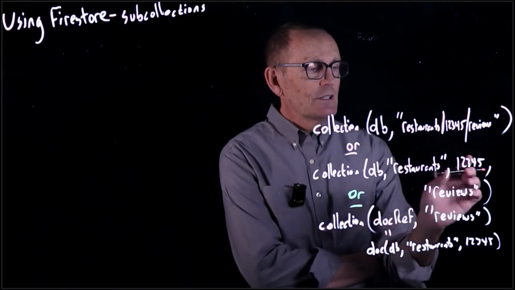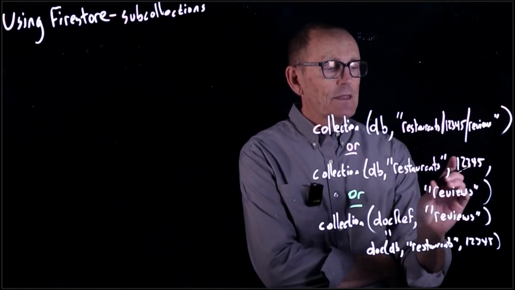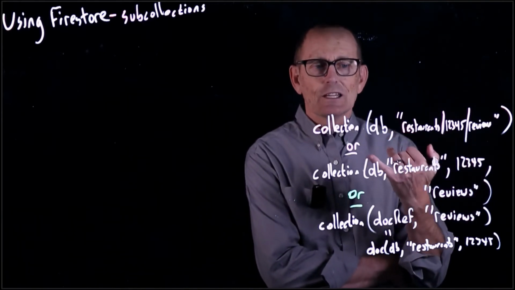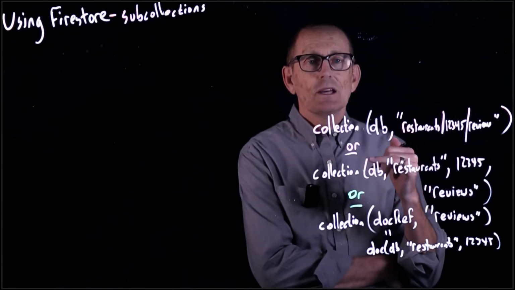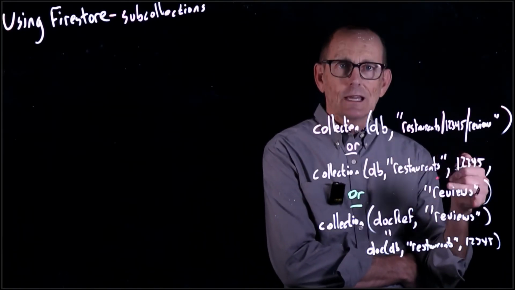Note, if you're using this path version of it, where you're providing the full path as segments, you have to have an odd number, right? Because you have to end up with a collection name. And we know we start with a collection name. So it's got to be collection, doc ID, collection, doc ID, collection, doc ID, collection.